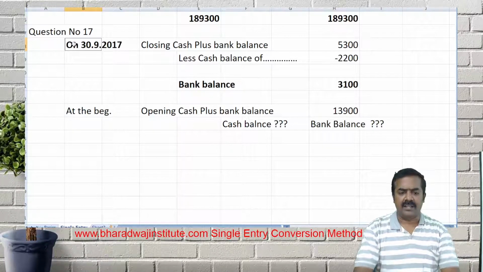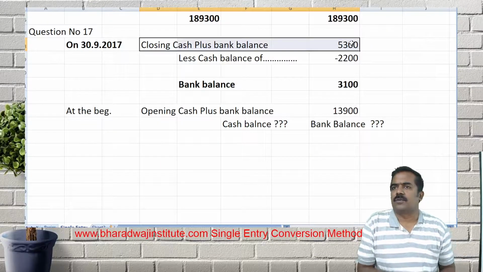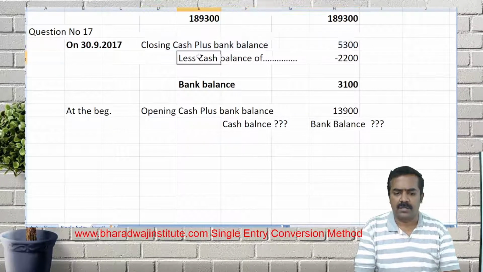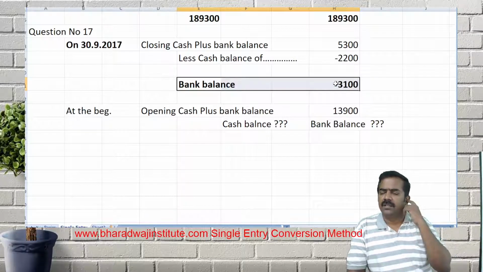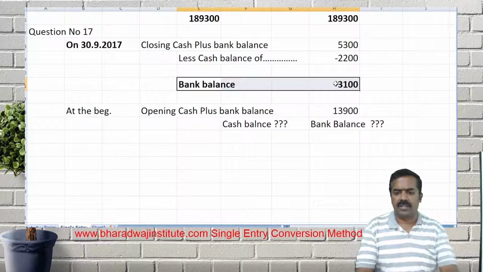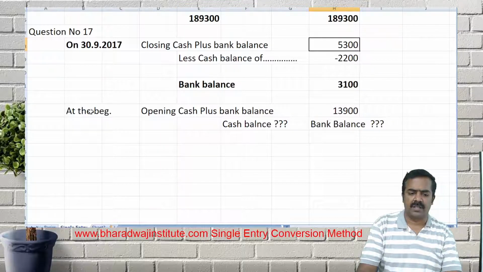Once again, I repeat, at the end of the year we are given the total balance. What is the total balance? 5,300. This includes a cash balance of 2,200. What is the bank balance? 3,100. Okay, we can make out 3,100 plus 2,200, total of 5,300.